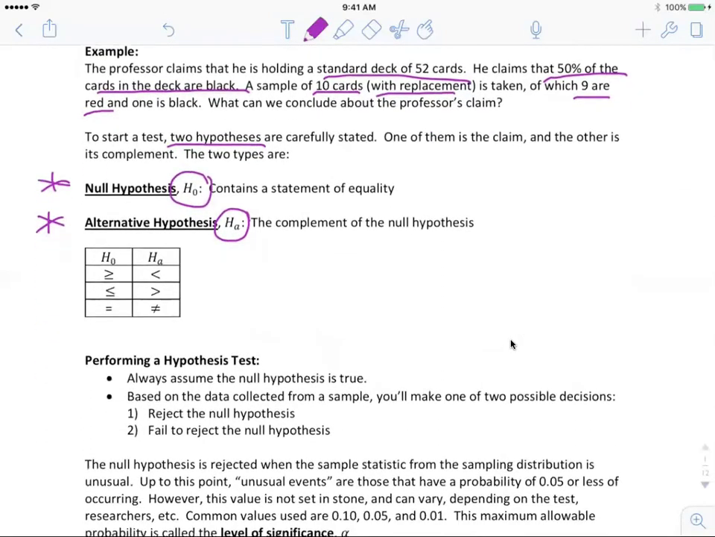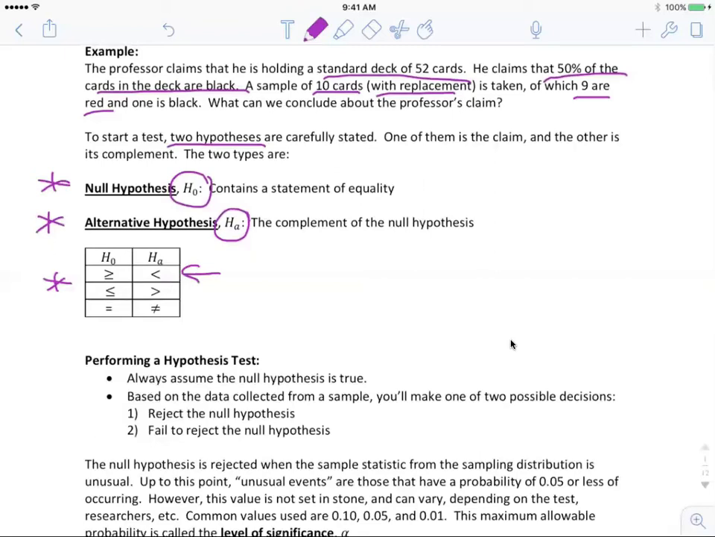Here's something that you'll definitely want to look back on, because there are specific inequalities for each type of hypothesis. The null hypothesis, notice, always has equality in it, as in greater than or equal to, less than or equal to, or just equals. H sub A is just the opposite of H sub 0. So if H sub 0 is greater than or equal to, then H sub A is less than.